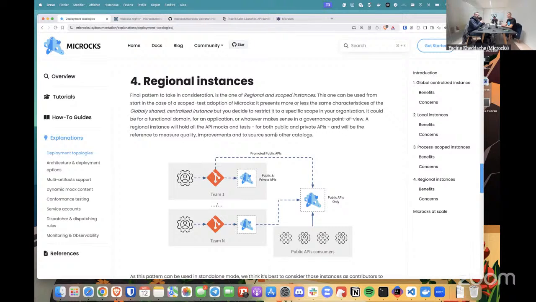And starting to dissociate things between regional stuff and then having some kind of promotion process to a centralized instance where maybe you only keep the public APIs, the ones that should be shared and seen throughout the whole organization. So that's typically the 4 big patterns we are seeing at the moment.